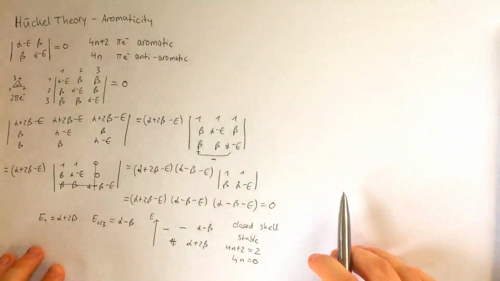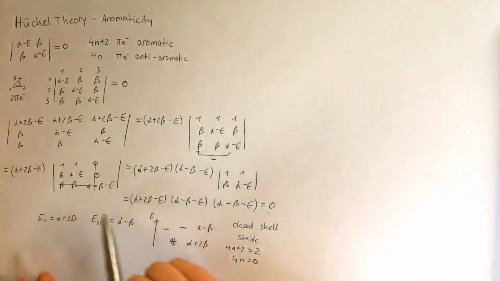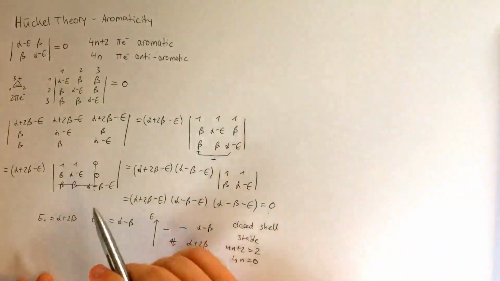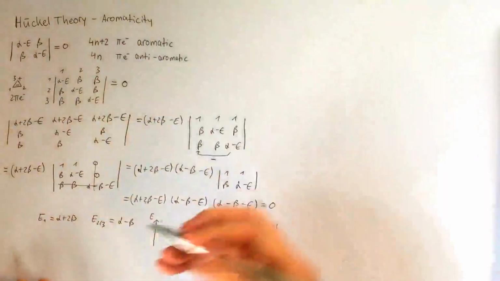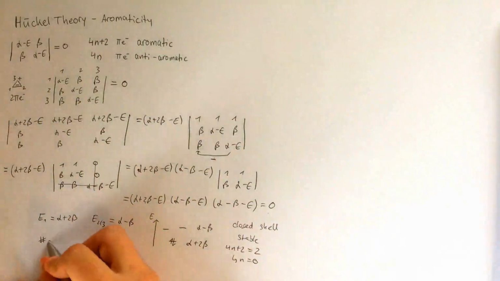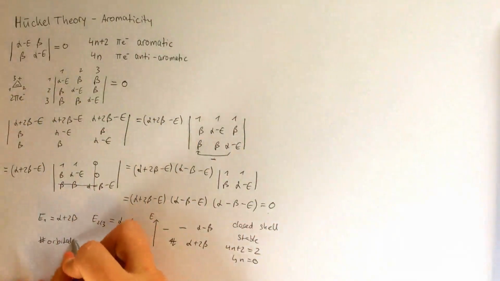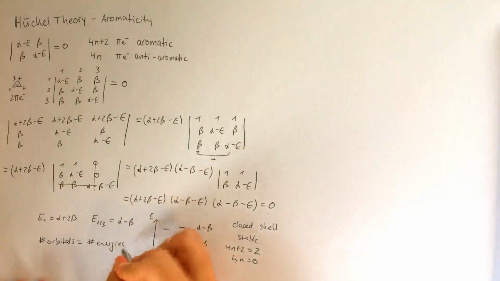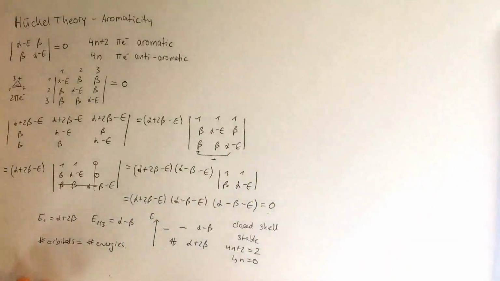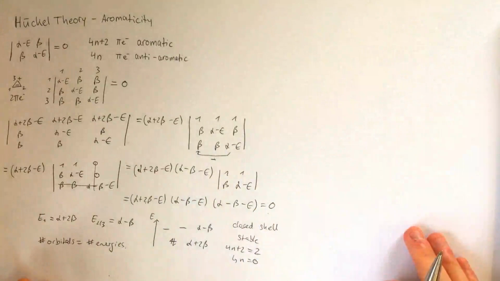And we also note that the number of energies we got is 3, which is the same as the number of orbitals we involved, which is 3. So number of orbitals is number of energies. Okay, that's the first example I wanted to show.